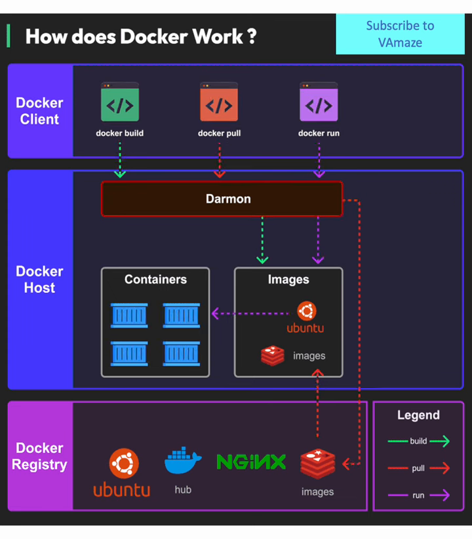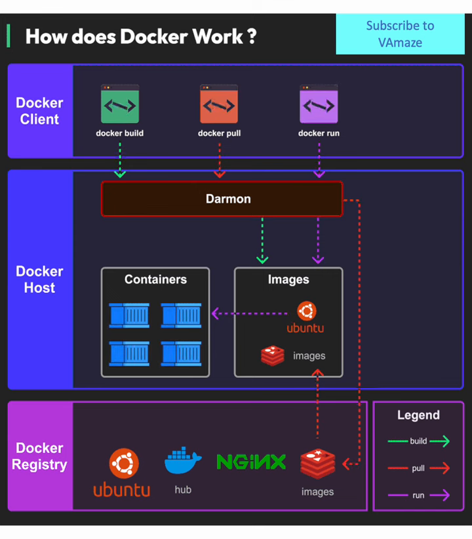3. Nginx. The Nginx logo shows another popular image, a high-performance web server and reverse proxy, commonly used for serving static content and load balancing, available in multiple variants and versions. 4. Custom images. The red container stack represents custom application images, built by developers for specific applications, can be pushed to registries for team sharing, often built on top of base images like Ubuntu or Alpine.